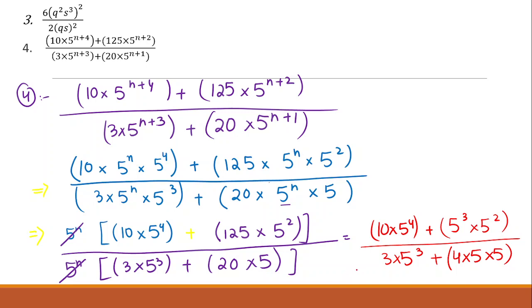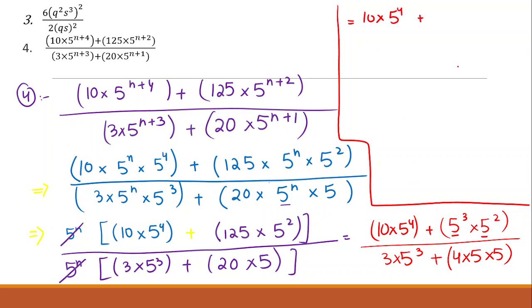Okay. Now I am writing the next step here, on the top. So 10 multiplied by 5 to the power 4 plus, now you can add the powers. So 5 to the power 3 plus 2, 3 plus 2 is 5, so I can just write 5 here, divided by 3 multiplied by 5 to the power cube, it is as it is, plus 4 multiplied by, this is 5 multiplied by 5, so I can write 5 to the power square, because both are the same thing. 5 multiplied by 5 is 25 and 5 square is also 25.